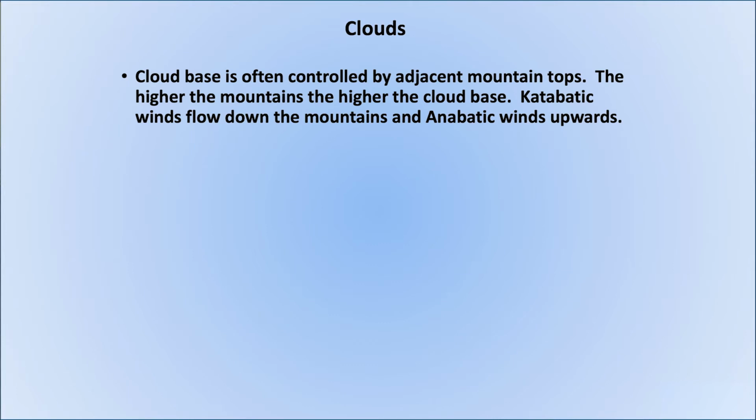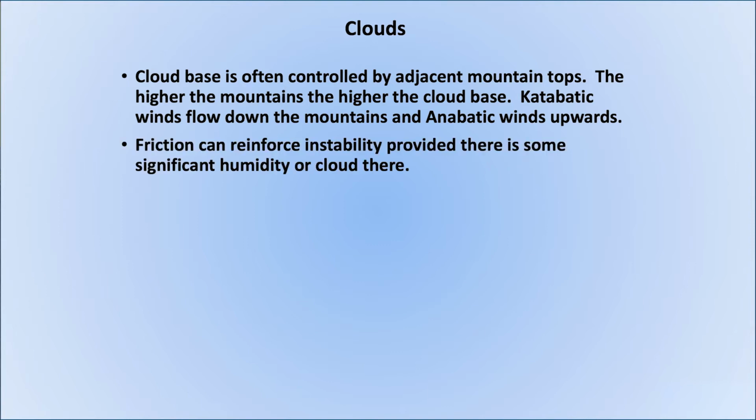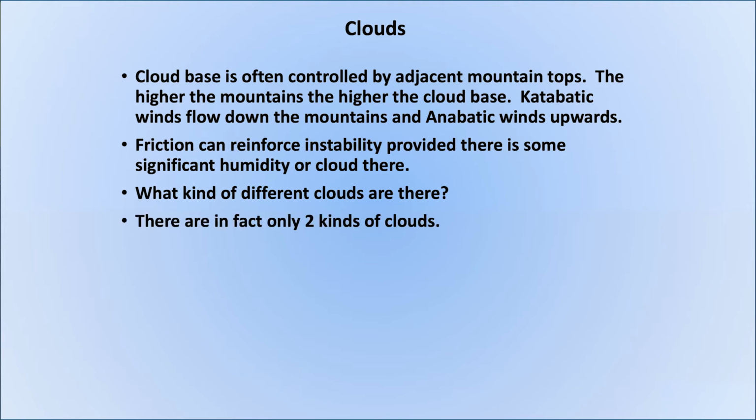Cloud base is often controlled by adjacent mountain tops. The higher the mountains, the higher the cloud base. Katabatic winds flow down the mountains and anabatic winds upwards. Friction can reinforce instability, provided there is some significant humidity or cloud there. The question is, what kind of different clouds are there? Perhaps you think there are a lot. There are, in fact, only two kinds of cloud. Good clouds and bad clouds.